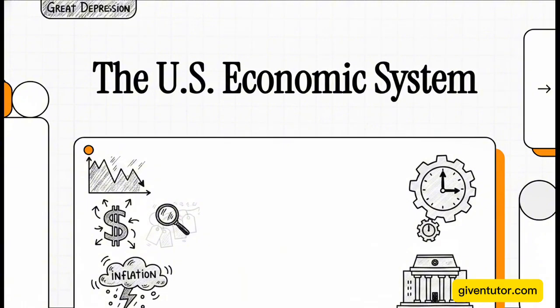Today's explainer is all about demystifying the U.S. economic system. If you've ever looked at a price tag and wondered, how on earth did they come up with that number? Or heard the news talking about inflation or the Fed and felt like they were speaking a totally different language, don't worry. We're going to trace the actual history and mechanics of the American economy, starting from the devastating lows of the Great Depression all the way to how things run today.